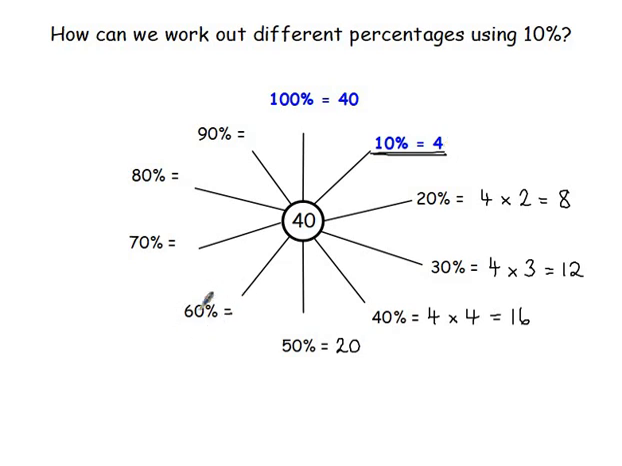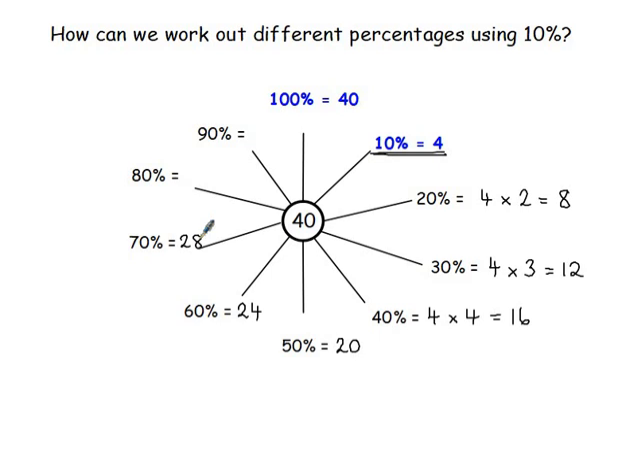So just to reiterate, 60%, you use your 10%, and we need 6 lots of it. So we take our 4 and times it by 6 to give you 24. 70% the same, we take the 10% and we want 7 lots of it. So 4 times 7, 28. And you can probably carry on.